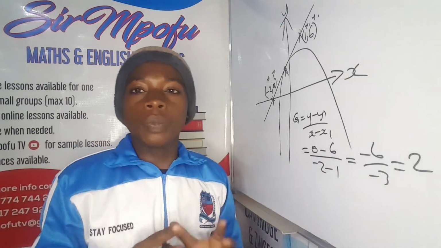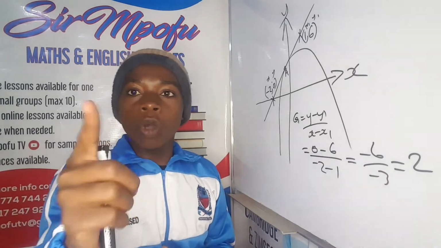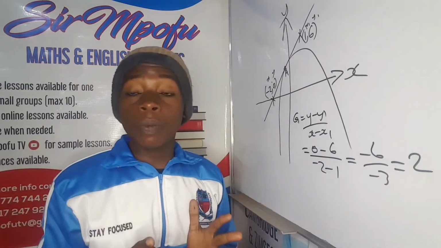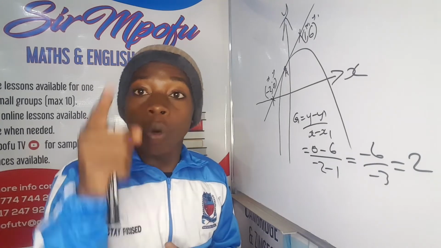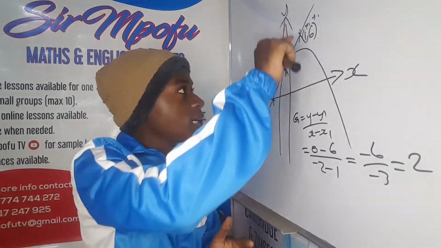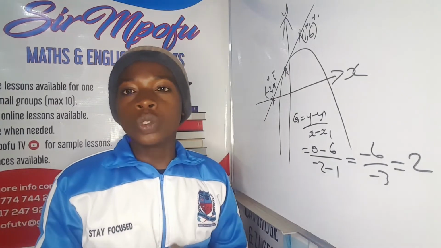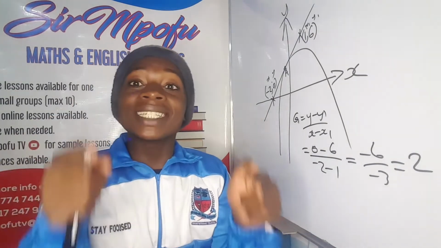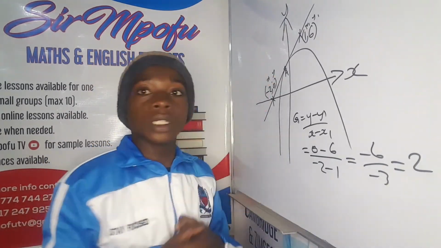This is very simple and straightforward. There is nothing complicated. So how do you find the gradient of a curve at a certain point? You just draw a tangent to that point on that curve. When you draw the tangent, you take two coordinates and you find the gradient of those two coordinates. The answer that you are going to get is the gradient of the curve at that point.